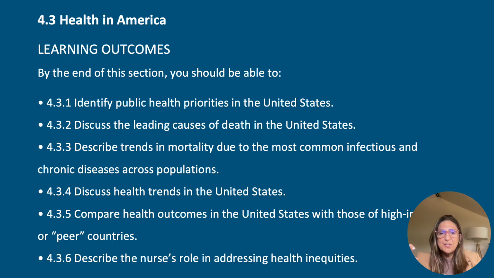So for this next section, you're going to be looking and being able to identify health priorities in the United States, discuss the leading causes of death in the United States, and describe trends in mortality due to the most common infectious and chronic diseases across populations, and discuss health trends in the United States. So here you should also be able to compare health outcomes, and in the lens of all of this information, we're constantly thinking about what the nurse's role is in addressing this.